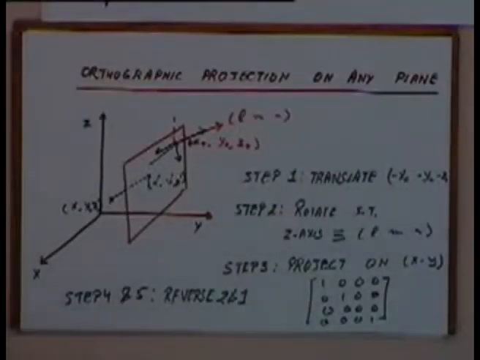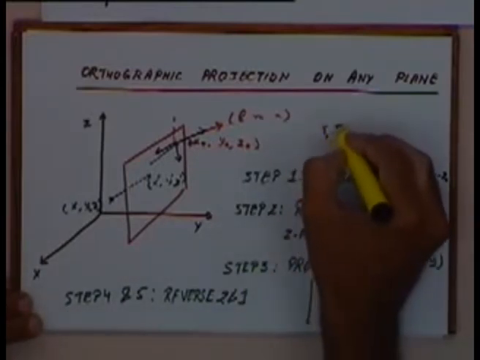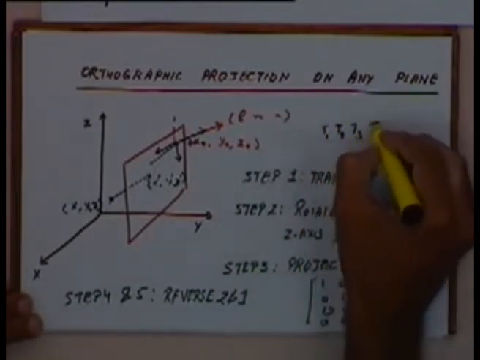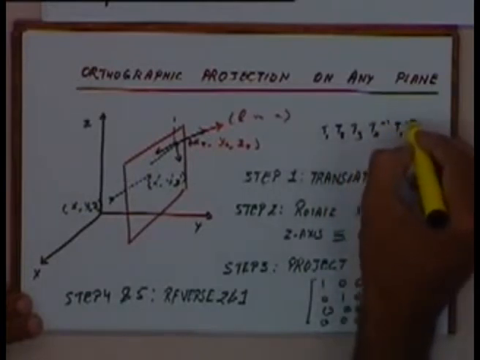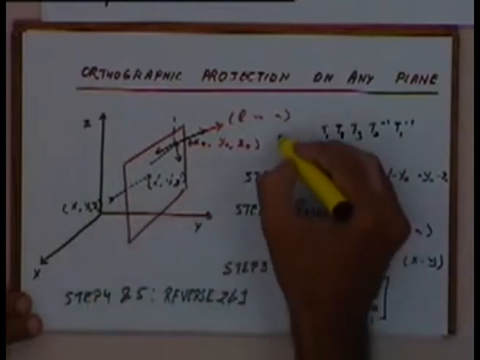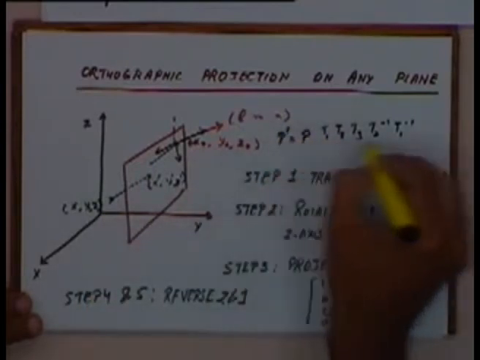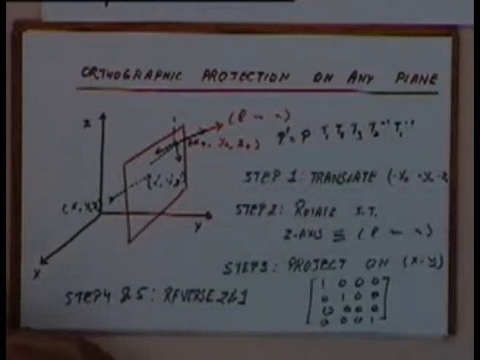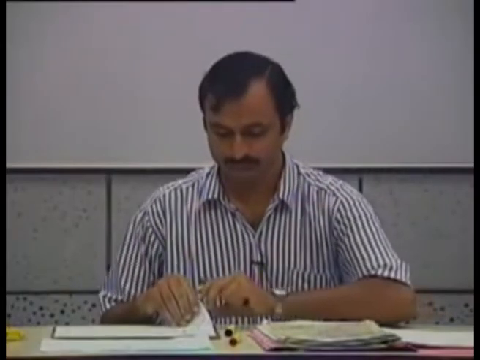All these transformations are done on the point. So let's say we get transformations T1, T2, T3, T2 inverse and T1 inverse. If this is a point P, my point P prime will be equal to P multiplied by all this. So this is how a general orthographic projection can be obtained.